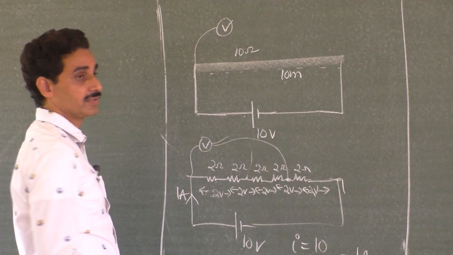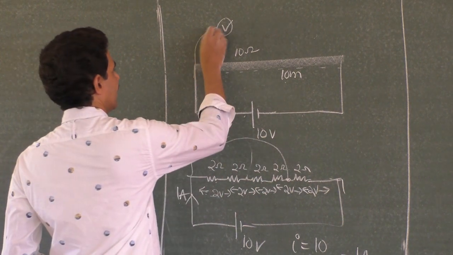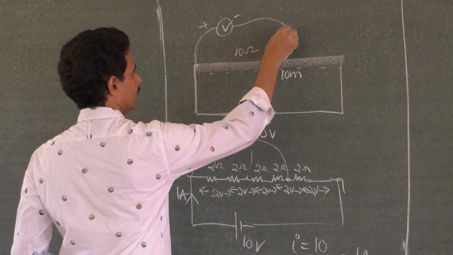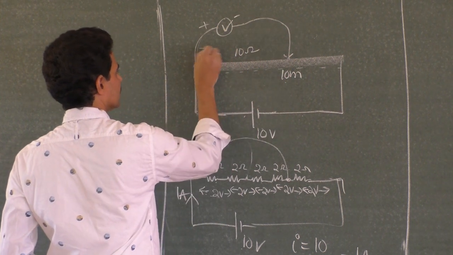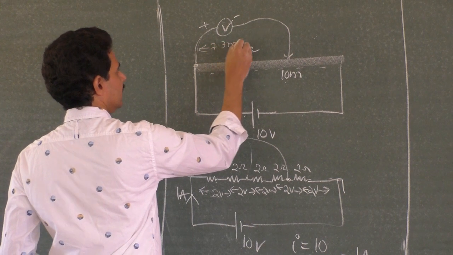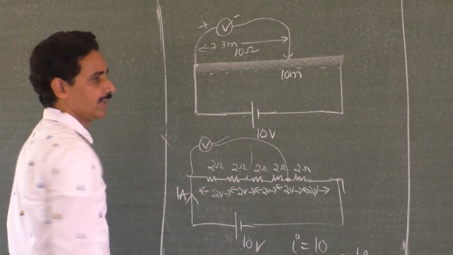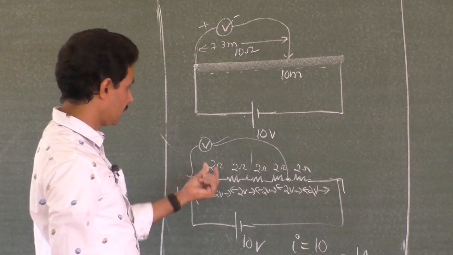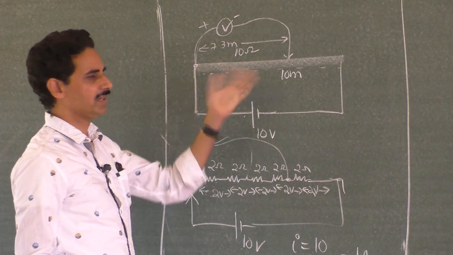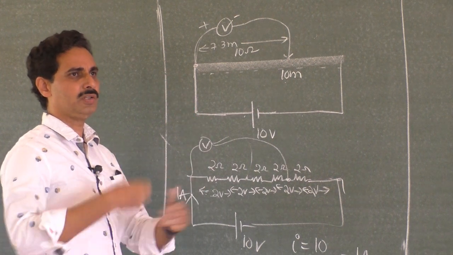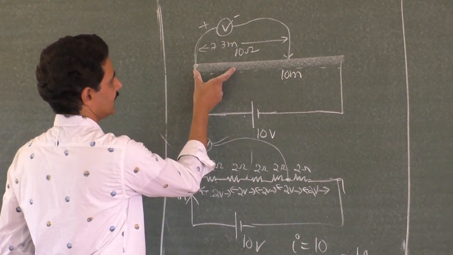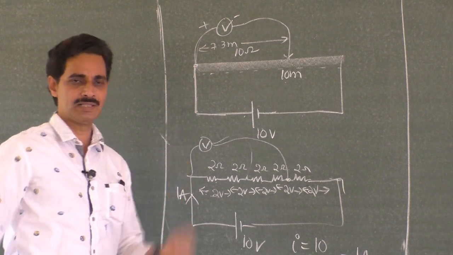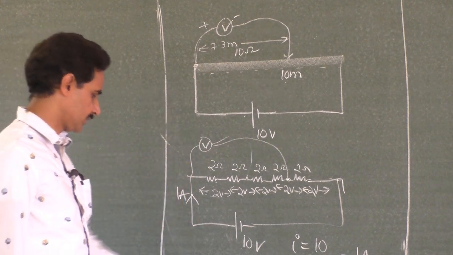Sir, I want 7.3 volt. Connect the positive of the voltmeter here. Take the negative of the voltmeter to 7.3 meters. Definitely 7.3 meter will have 7.3 ohm. 7.3 ohm into current 1 ampere, 7.3 volt. Whatever voltage you want, sir, I want 2.22 volt, connect it at 2.22 meters. So you are able to get all the voltages within 10 volt. That is the potential divider.